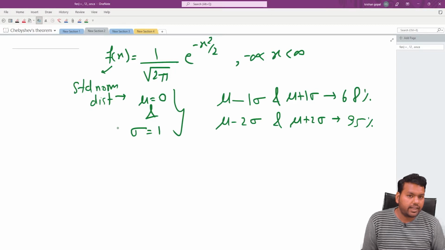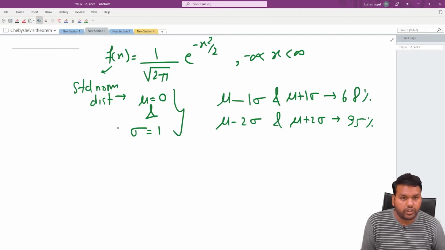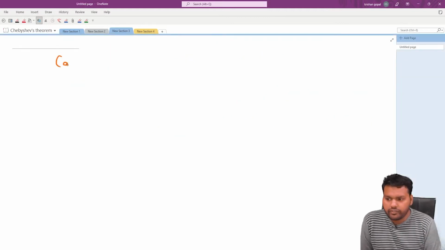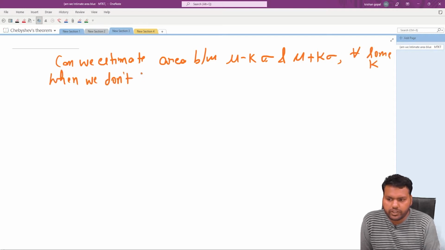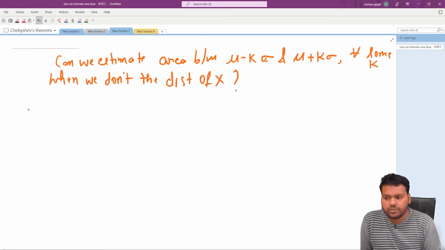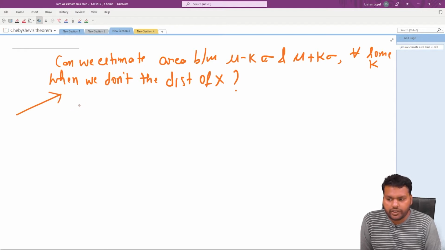But in reality, most of the time we don't know what kind of distribution our data is following. So in that case, can we estimate the area between mu minus k sigma and mu plus k sigma for some k, when we don't know the distribution of capital X? The Chebyshev inequality gives the answer to this question.